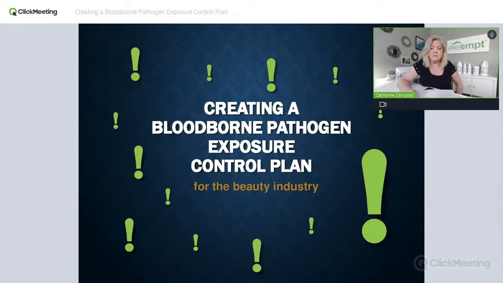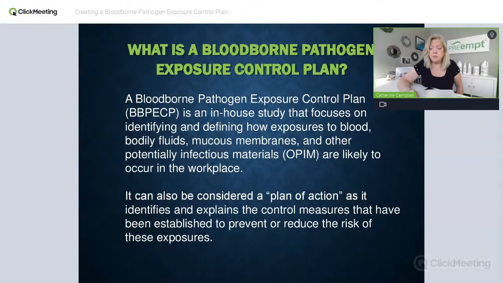Alrighty, let's get started. What is a bloodborne pathogen exposure control plan? A bloodborne pathogen exposure control plan, or BBPECP, is an in-house study that focuses on identifying and defining how exposures to blood, bodily fluids, mucous membranes, and other potentially infectious materials are likely to occur in the workplace. It can also be considered a plan of action as it identifies and explains the control measures that have been established to prevent or reduce the risk of these exposures.